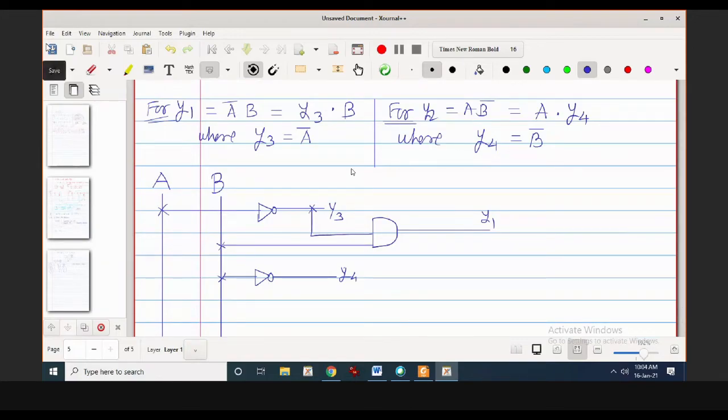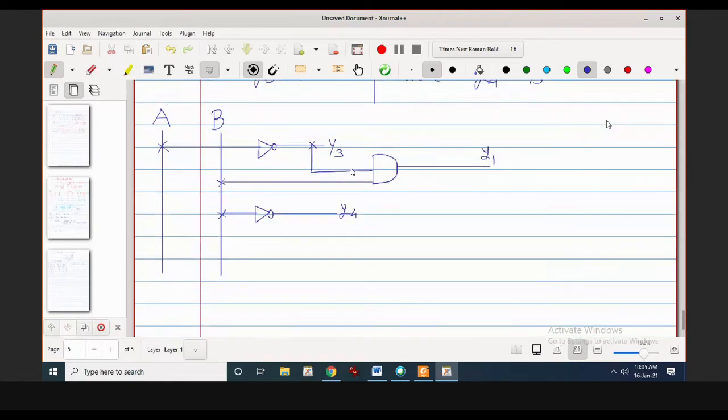So you can see here, this particular term is ANDed with A. So I'll be doing the AND business now. So here is my AND gate. This is my Y2. So it is B bar, it will be ANDed with my input A.